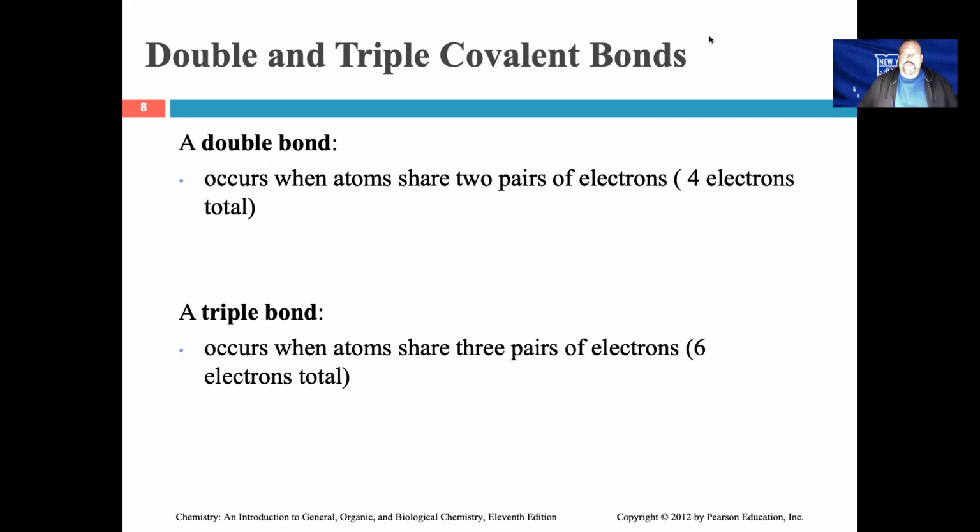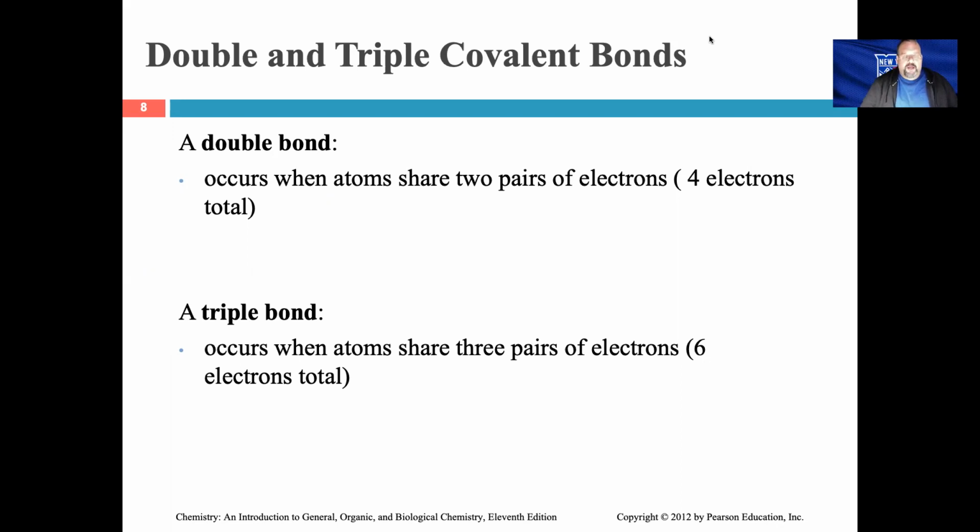So far in our discussions of covalent bonding, we've mainly focused on single bonds, when atoms share one pair of electrons, 2 electrons total. As I mentioned, atoms, non-metal atoms really, can actually share more than 2 electrons between them. So at this point, we want to introduce you to what are known as double and triple covalent bonds, which are usually just known as double and triple bonds.